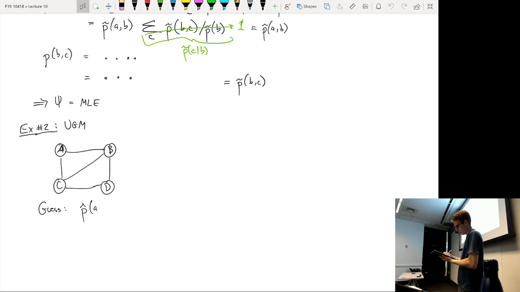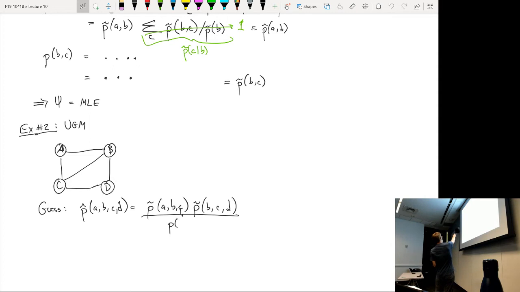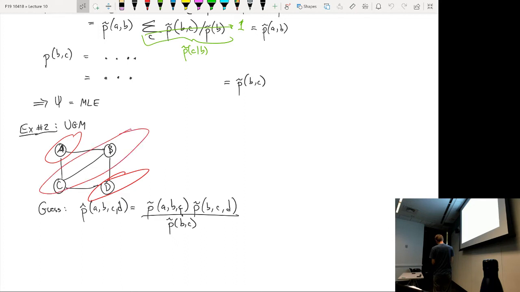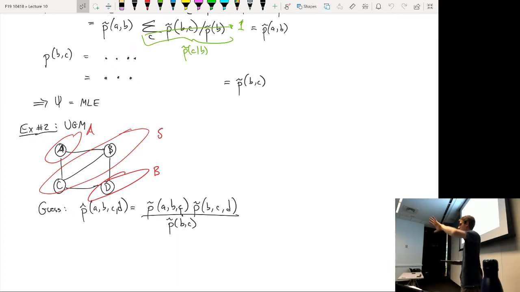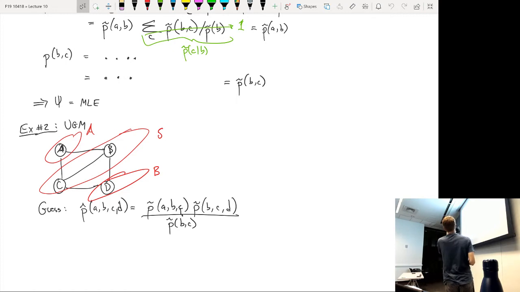is equal to p of a, b, c times p of b, c, d divided by p of B and C. So essentially what we're doing is looking at this graph and breaking it up into three parts. The first part we can think of as subgraph A, and this bottom part we can think of as subgraph B, and then there's this part in the middle that we could think of as some separating set that is the overlap between A and B.